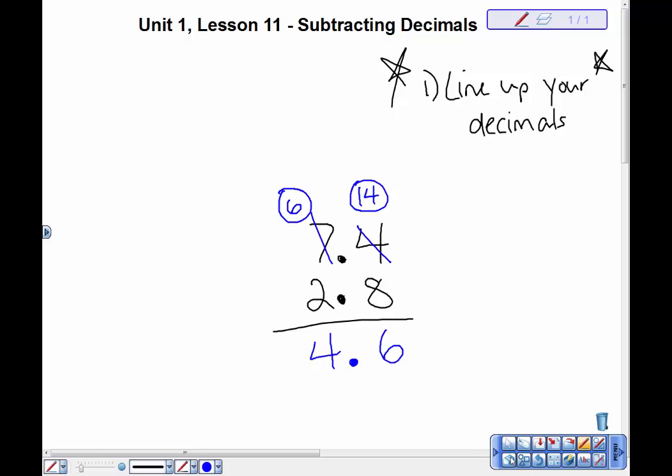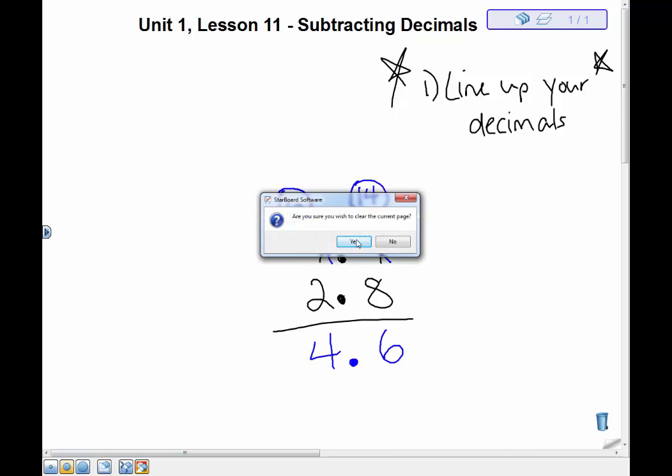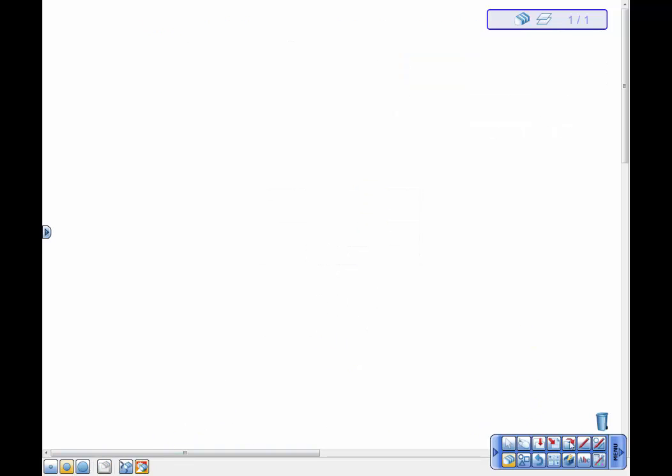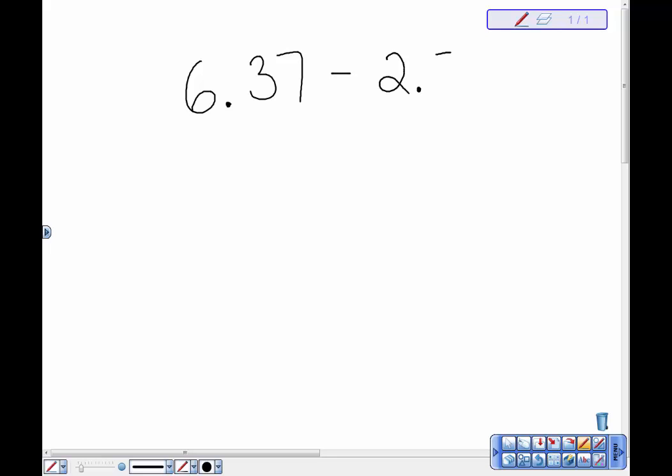Let's do another one. All right, let's do 6.37 minus 2.5. Same thing. I want to rewrite this number by lining up the decimals. So I'm going to do 6.37. Make sure you make that decimal nice and big so you don't forget about it.